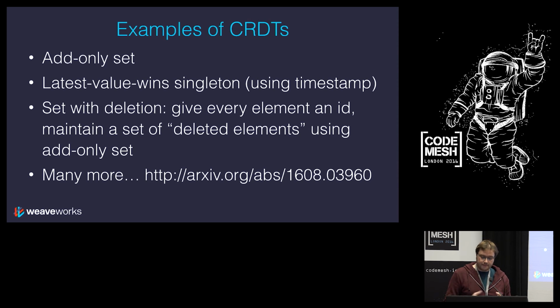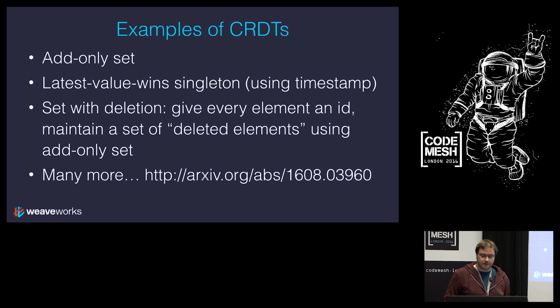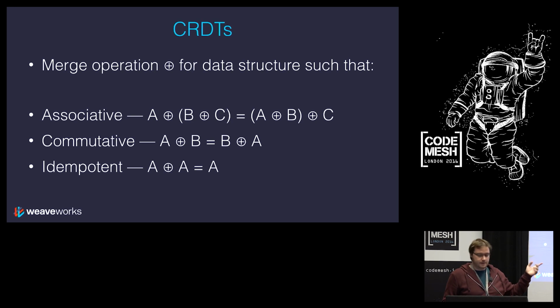So, some examples of CRDTs. I talked in general about the requirements for the data structure and the merge operation, but some concrete examples are an add-only set. An add-only set is pretty trivial, although arguably not that useful, depending on the application, because the merge operation is just union. So if you are holding on to some local state and you get a new message saying, here's the update, then you can just union the two sets together, and you'll satisfy these three requirements.